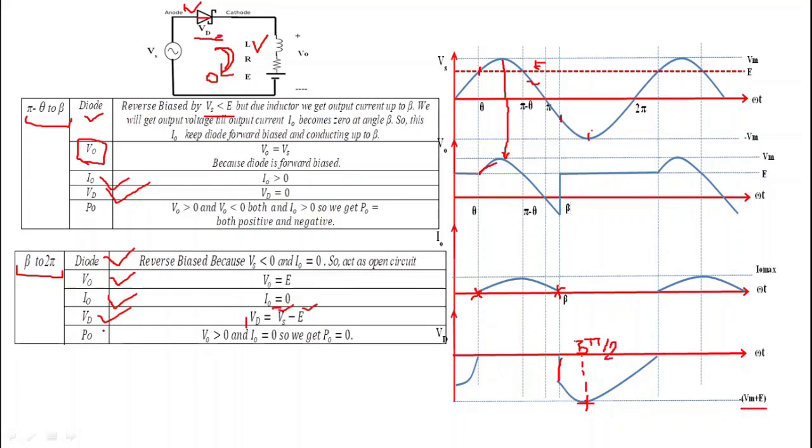Okay, now what is P0? We know that I0 is equal to 0, and V0 is greater than 0. Here V0 is greater than 0, that's why we get P0 is equal to 0.